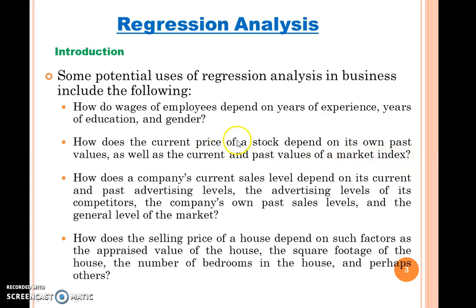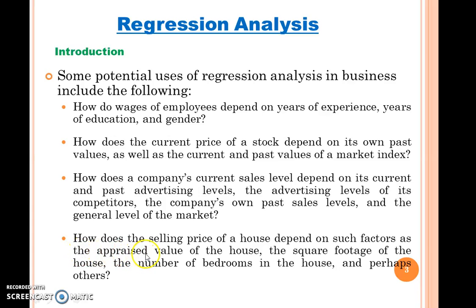So here also we have variables like current price and past. And how does the company's current sales level depend on its current and past advertising levels? Here we have taken two important variables, sales and advertising. Also the advertising levels of its competitors, the company's own past sales levels, and the general levels of the market. So these variables can be discussed through regression.